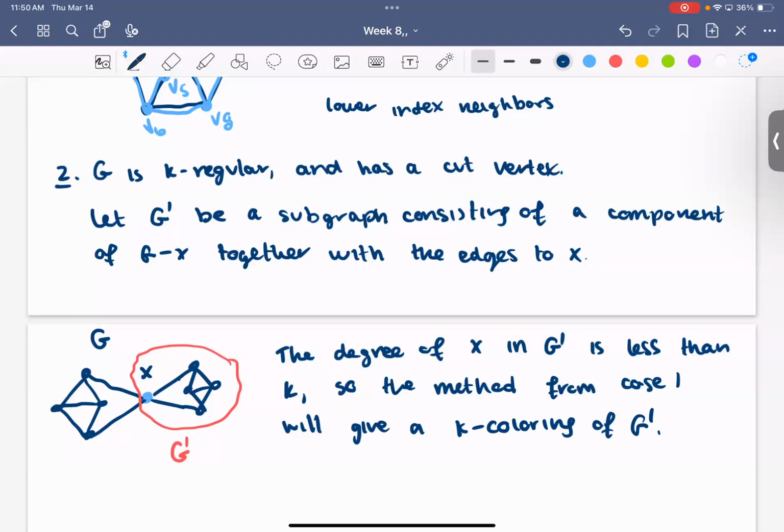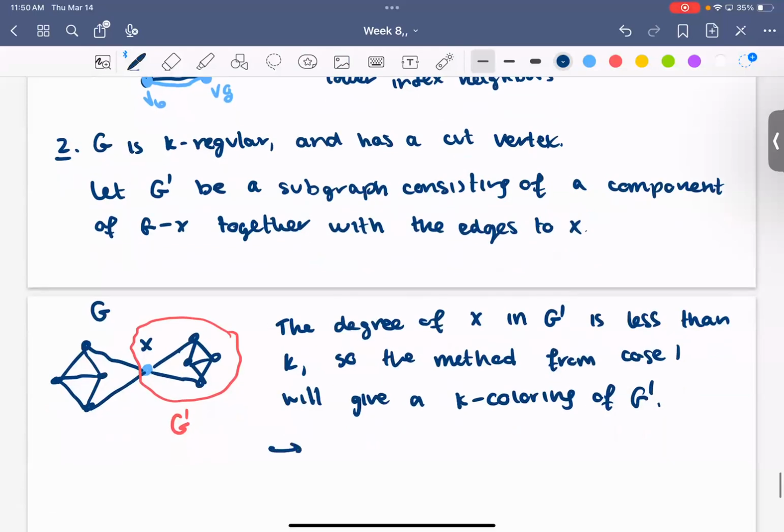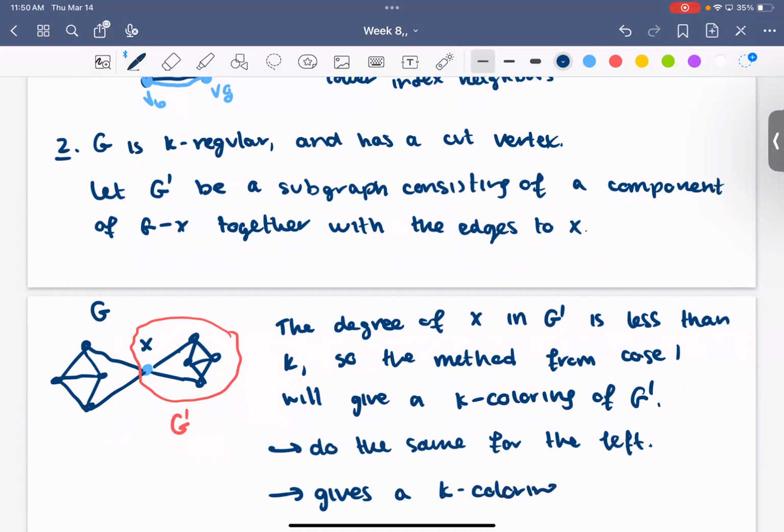I can do the same thing to get a k-coloring of the left half of the graph. And then potentially by just switching around which color is which, I make them agree on X to get a k-coloring of the whole thing. So do the same. I'm rushing this because class is over, but we'll do the same for the left. And then this gives us a k-coloring of G, possibly you might have to switch red and blue in one half to get agreement on the middle vertex.